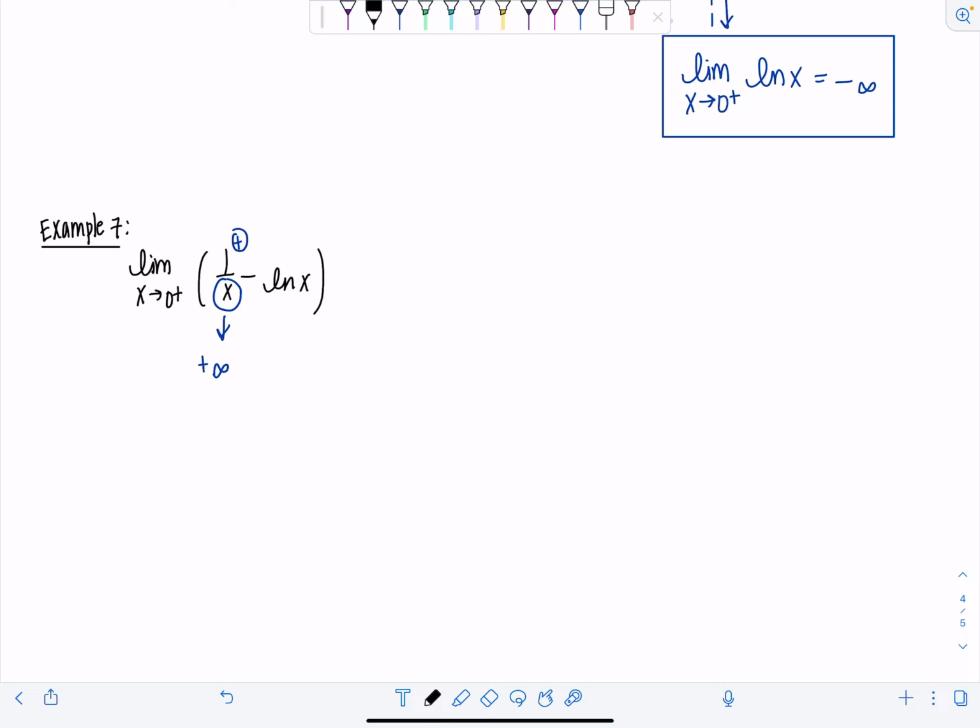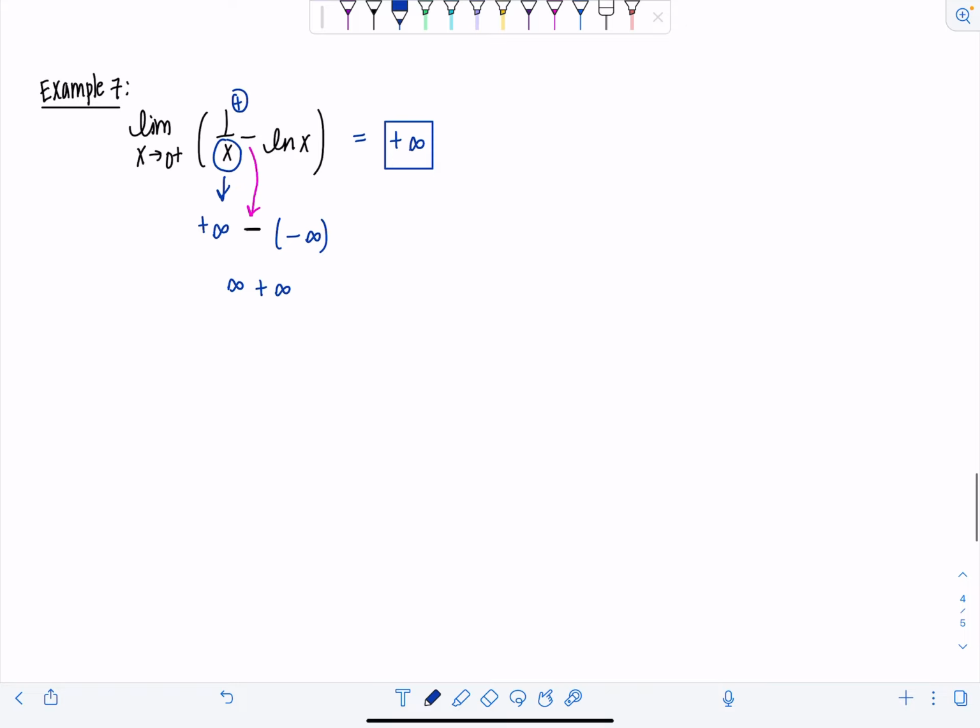And then we have minus, so I'm just bringing down this minus sign here, ln of x. So as x approaches 0 from the right, where's ln of x going? Negative infinity, right? We showed that right here. Okay, so I have the first term approaching positive infinity minus negative infinity. Those signs are going to cancel out. So I have infinity plus infinity. Wonderful, wonderful. So this limit is going to be positive infinity, okay?